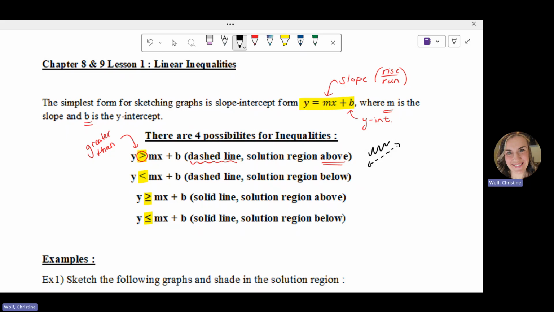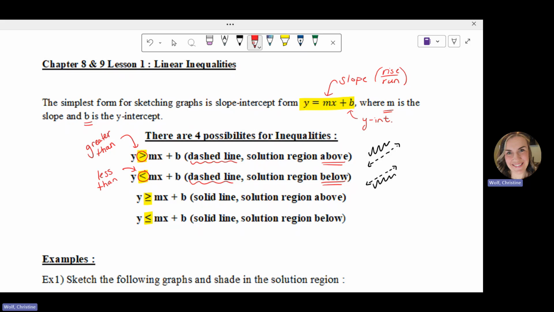This next one is strictly less than. Again, we are not equal to, so I know I'm going to have a dashed line, but this time I will shade below because I am less than. I want to color in the values that are lower or below my line. So it would look like that.